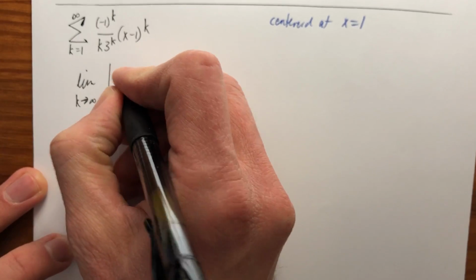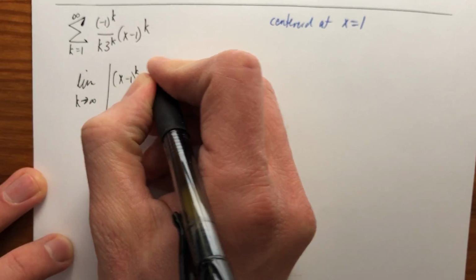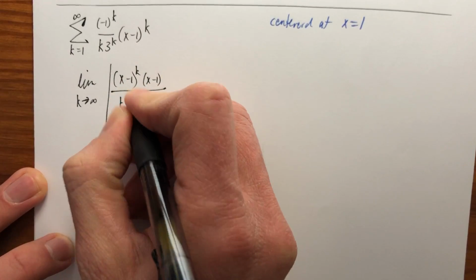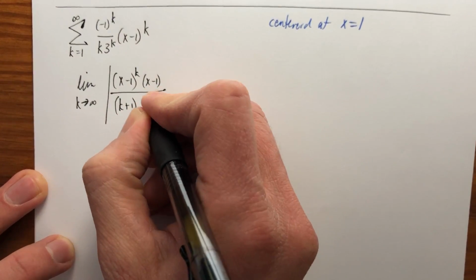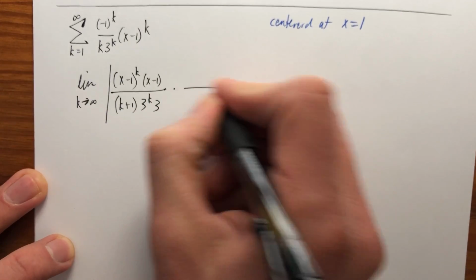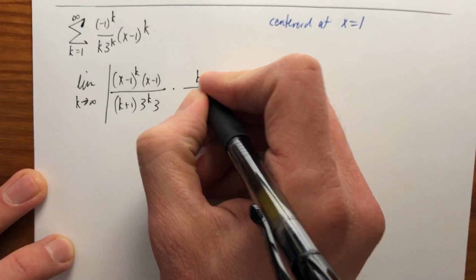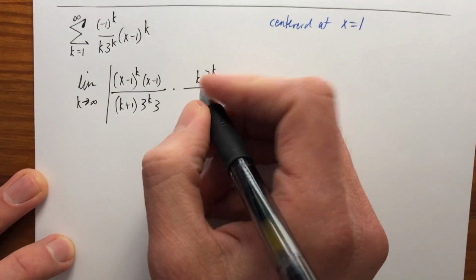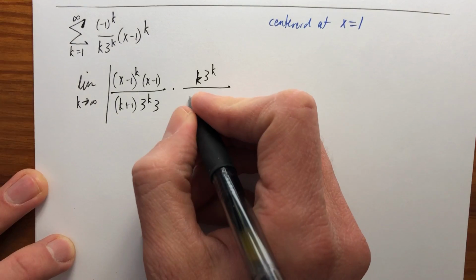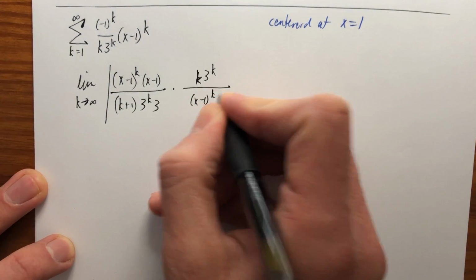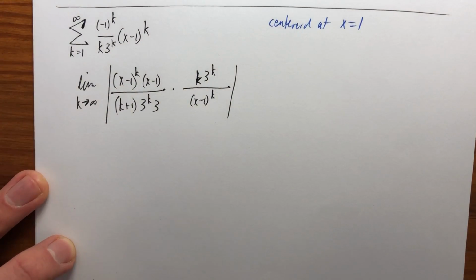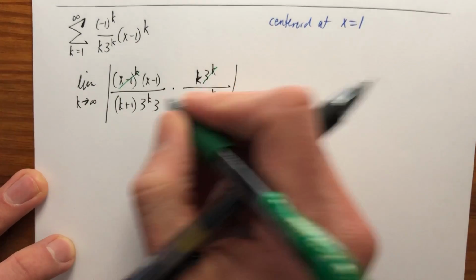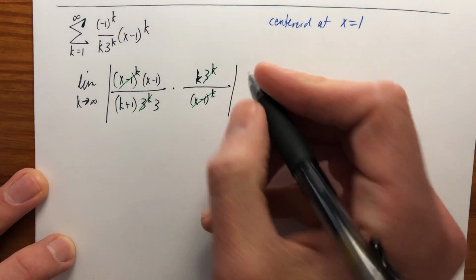So we're going to have x minus 1 to the k plus 1 over k plus 1 times 3 to the k plus 1. And then we'll multiply by the reciprocal of what we have here, k, but we're ignoring the factor that switches the sign back and forth, x minus 1 to the k. After a while, you start noticing patterns and you can cancel some stuff out. That factor, and that is it.